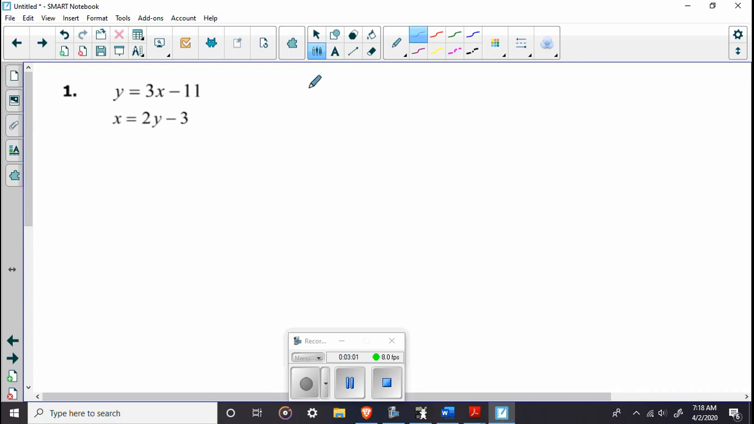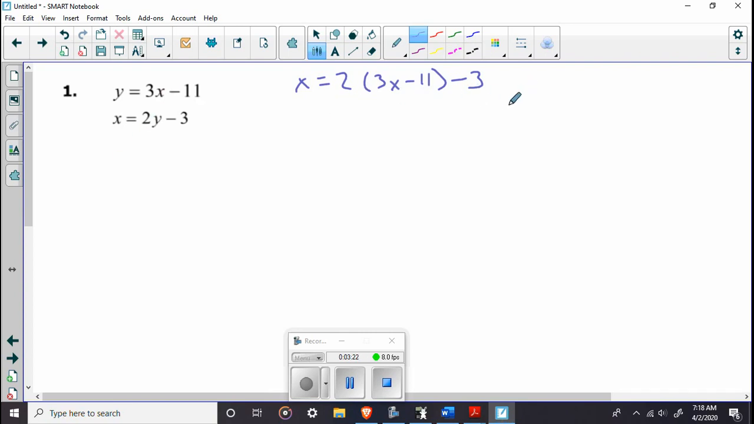So what do we have? We have x is equal to 2. Now again, I'm not writing y, I'm writing 3x minus 11 inside parentheses, please. And then I still have to write this minus 3. So again, this is just the second equation. I just replaced the y with 3x minus 11.